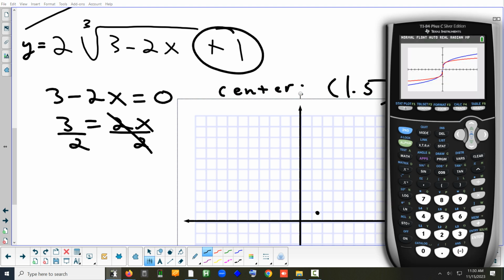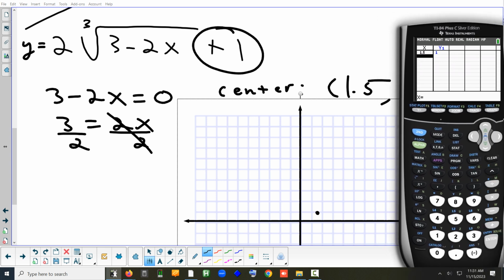Okay, so type in your root. So 2 times the cube root of 3 minus 2x. And then plus 1. Make sure you put the plus 1 outside the root. Okay, now what I like to check first is let's check the center and make sure 1.5, comma 1 is a point. So I put 1.5. Perfect. That's exactly what I got for the center.